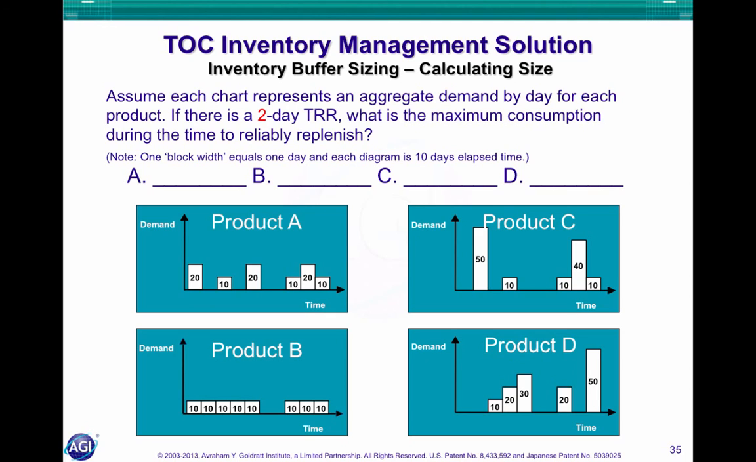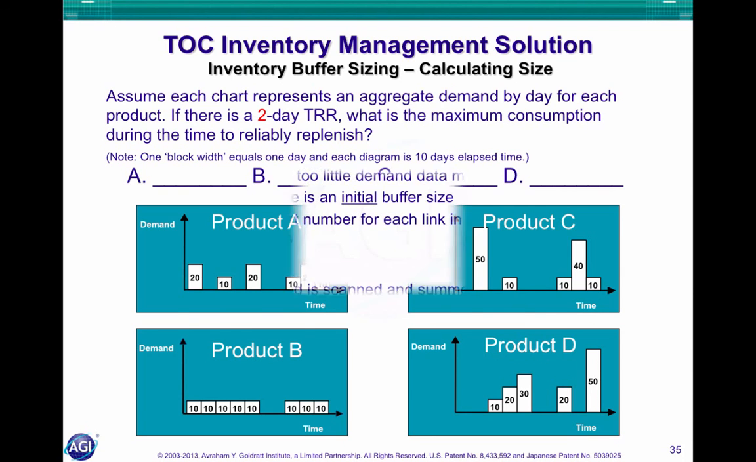For product C, a 2-day TRR gave us a buffer size upper limit of 50, a 1-day TRR gives us an upper limit of 50, a 0% reduction. For product D, a 2-day TRR gave us a buffer size upper limit of 50, a 1-day TRR gives us an upper limit of 50, once again a 0% reduction.